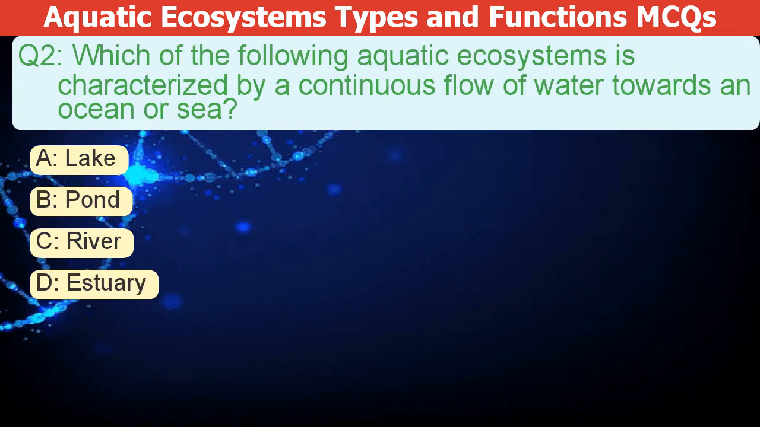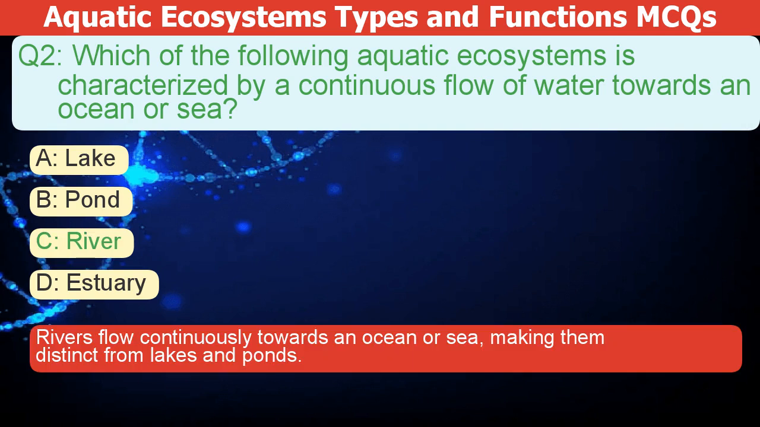Which of the following is not an example of an estuary? A. Chesapeake Bay. B. Amazon River. C. San Francisco Bay. D. Galveston Bay. The correct answer is B. The Amazon River is not an estuary, it is a river.